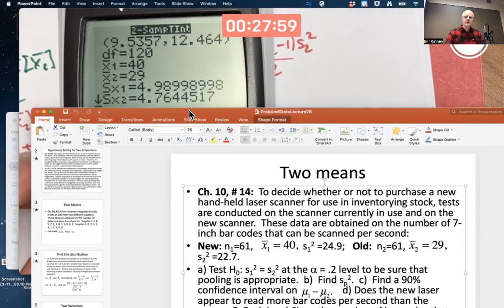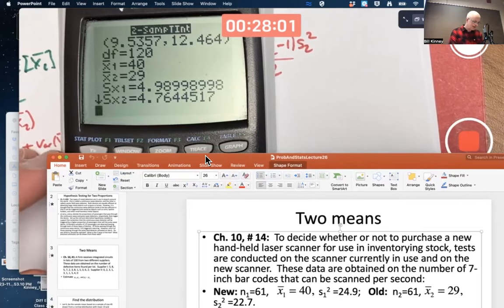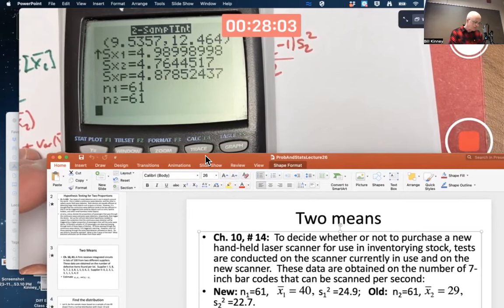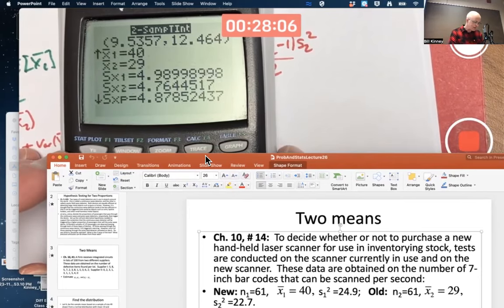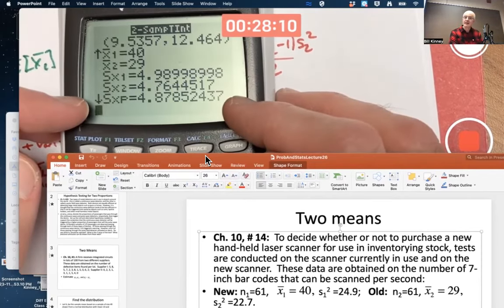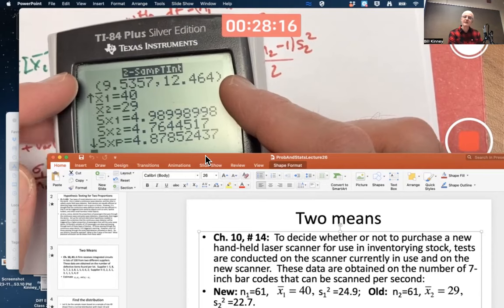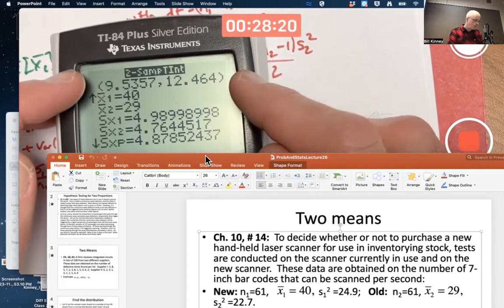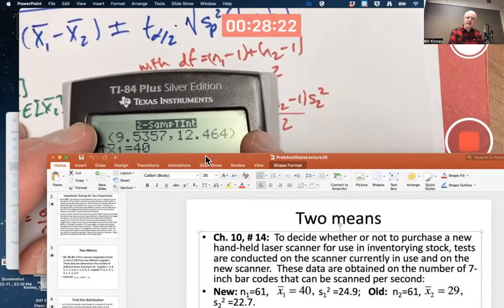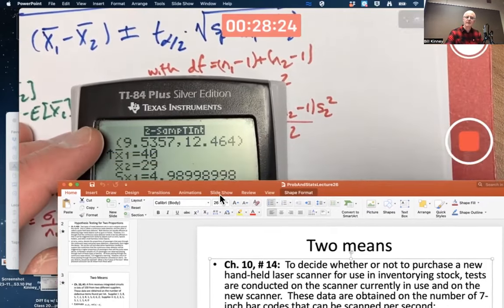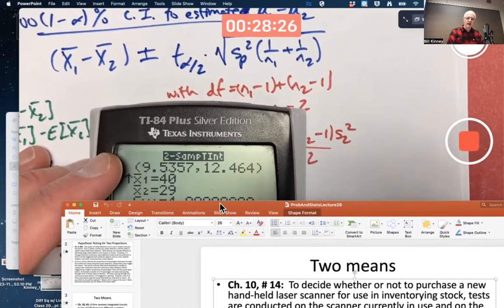There's our confidence interval. Does it say degrees of freedom is 120? It doesn't say it, but that is what it's using. Notice it's giving us S1 and S2. It's also giving us the pooled standard deviation in this case. And there's the confidence interval, and the calculator is using this to estimate. Okay, we're estimating a mean. We're saying the difference of the two means, we're pretty confident, 90% confident, is between about 9.5 and 12.5.